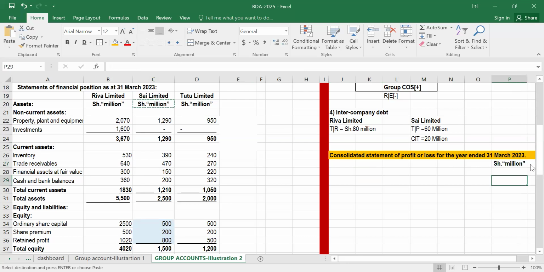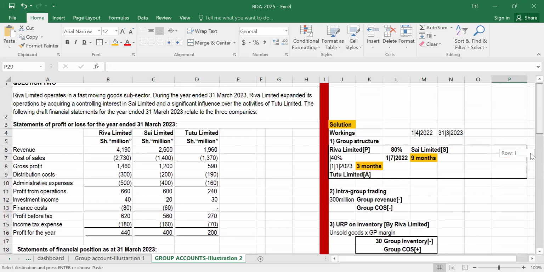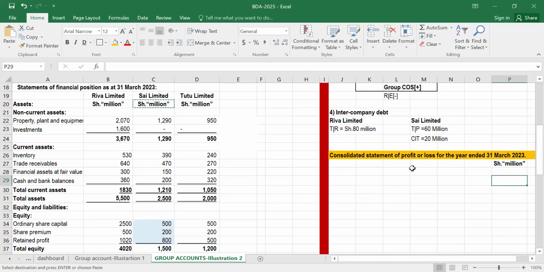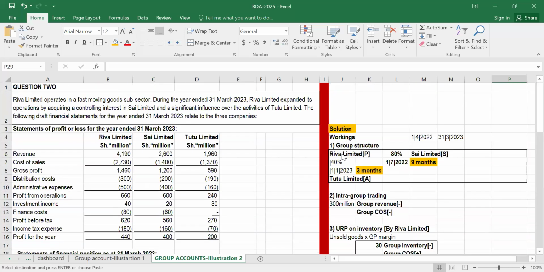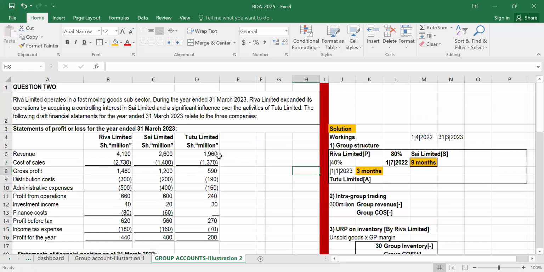Okay. So now remember, for you to be able to know how to prepare this one, you must always have the group structure. Group structure is one to guide you. So from our group structure, we know that BV is the parent. This is the parent. This is a subsidiary. And actually, we know this subsidiary from our group structure was acquired 9 months to the end of the year. And therefore, we are going to take into account the revenue and expenses of this company for how many months? For 9 months. For 9 what? Months. And then this is an associate.